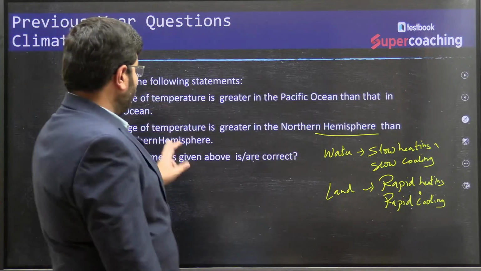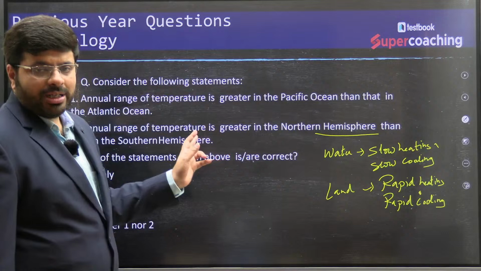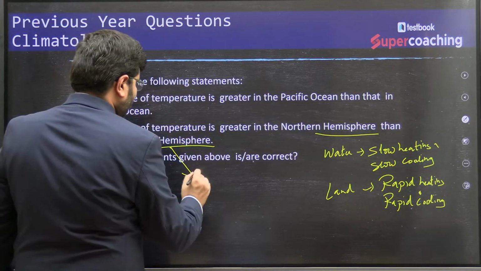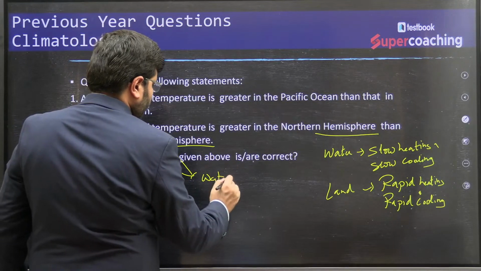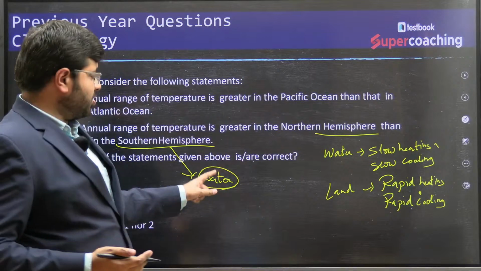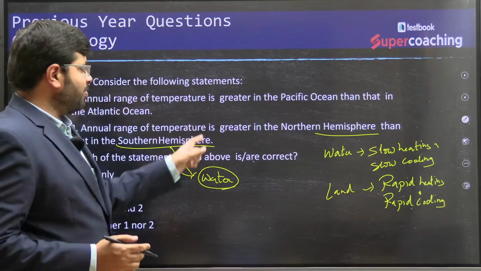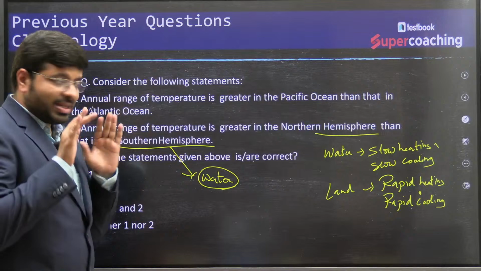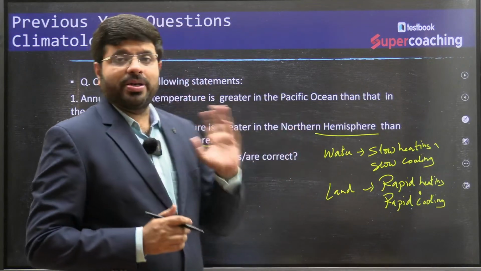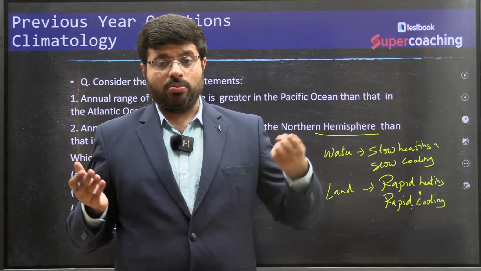Where do I find more water? Is the northern hemisphere dominated by water or the southern hemisphere? The southern hemisphere is dominated by water. So usually you will find the range of temperature would be lesser here because there is more water. The northern hemisphere has more land, so it is dominated by land.